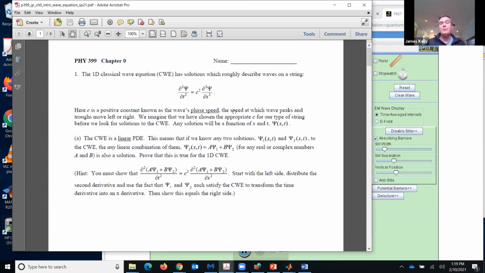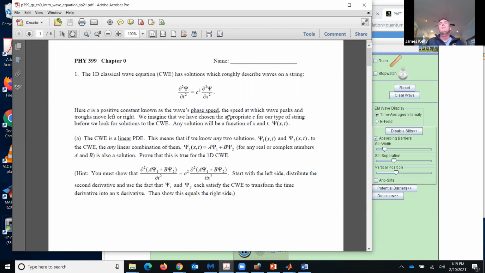But here's our classical wave equation in one dimension, for one-dimensional waves, that we just looked at. c is a constant. We're going to talk about how it's related to the speed a little bit later, the phase speed, how fast those peaks and valleys would move for a traveling wave solution. Any solution is going to be some function of x and t, and one property of those solutions is that this is a linear partial differential equation.